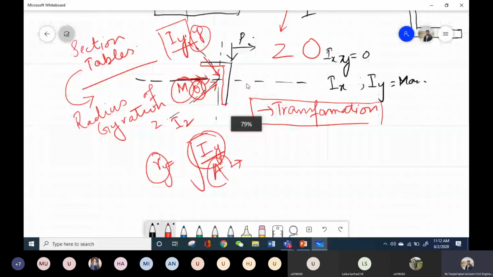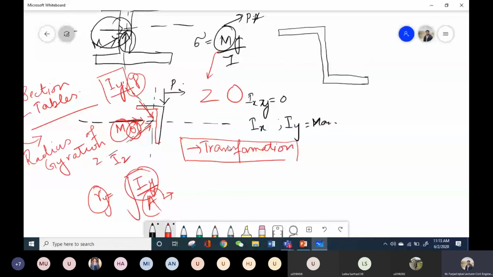So now if we know this moment of inertia, this inclination, then again we will apply the same concept of flexural formula and moment transformation and calculate the bending stresses for this unsymmetrical section.